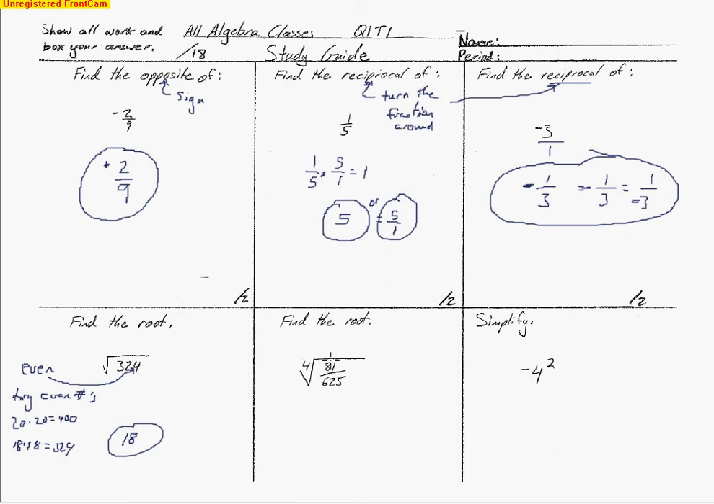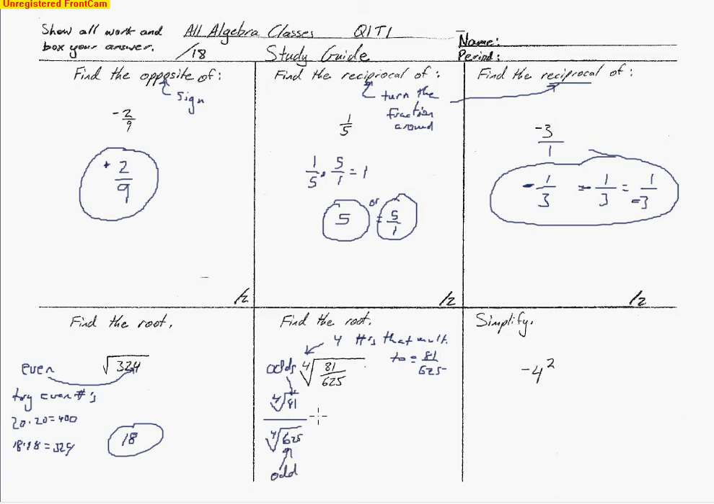Next one's asking for a different type of root. It's a fourth root. So we need four numbers that multiply to equal 81/625. So think of it as two separate problems to start with. Think of it as the fourth root of 81, and for this one, since it's an odd number, you're going to try odds. And then you think of it as the fourth root of 625. Again, another odd number, so again, you're going to want to try odd numbers.